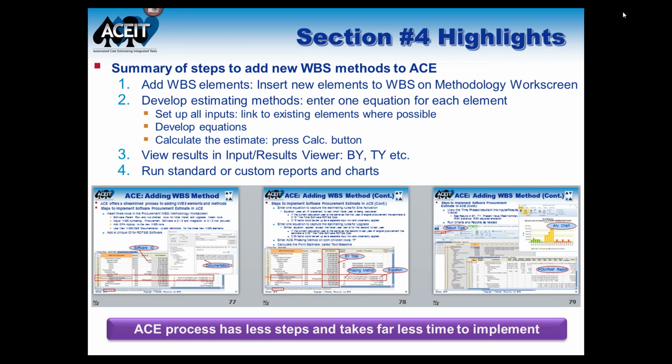You're going to add the WBS elements, so you're just inserting a row into the session. For those two rows, I added in the inputs that needed to support them. I developed the equation for them, and then I calculated, and that added the cost for those elements into the session. And then I'm able to quickly go and look at the input results viewer and see the base year and then year results for adding that case, and then I can run a series of standard reports and custom charts in order to be able to exemplify and explain to somebody else what this addition added.